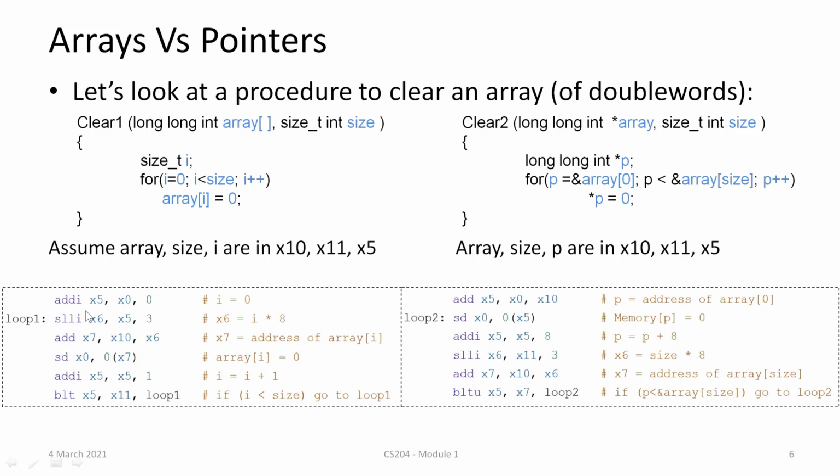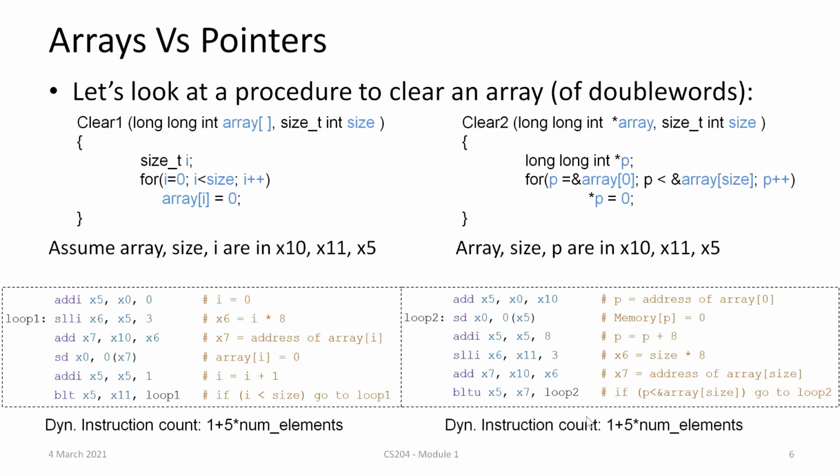executed once. For I equal to 1, they will be executed again, and so on and so forth. So the dynamic instruction count is 1 plus 5 times the number of elements we have in the array. If we have 10 elements, then it would be 50, and the overall dynamic instruction count would be 51. Now let's see what happens here.